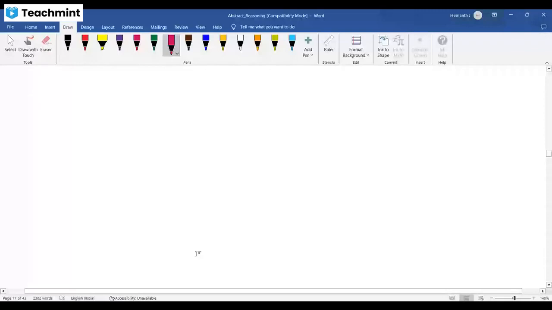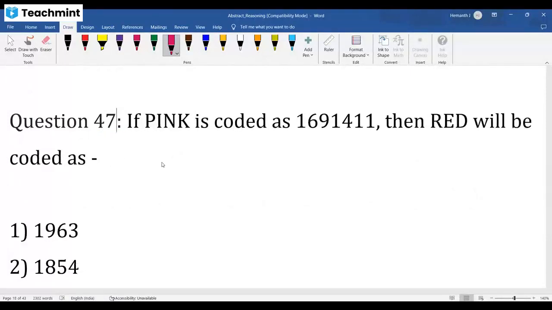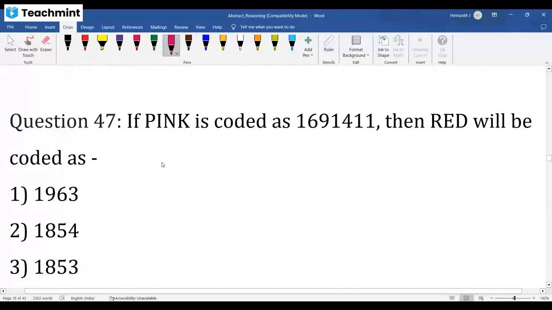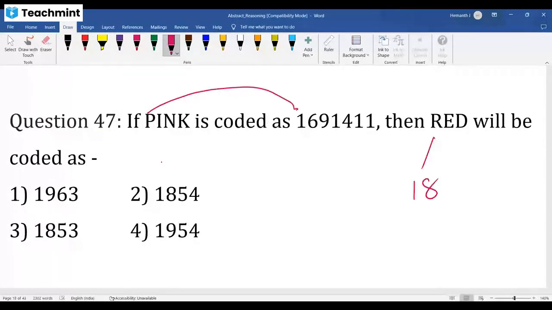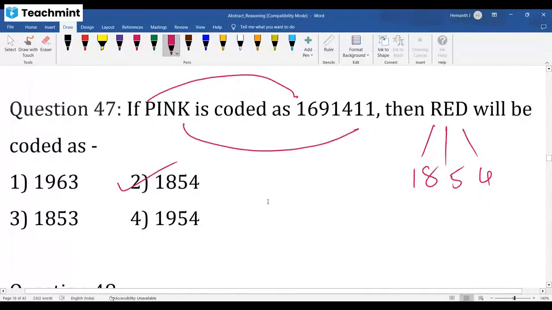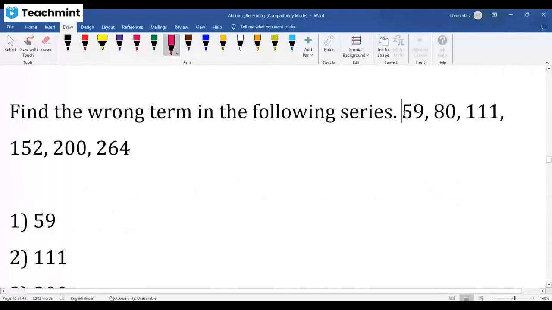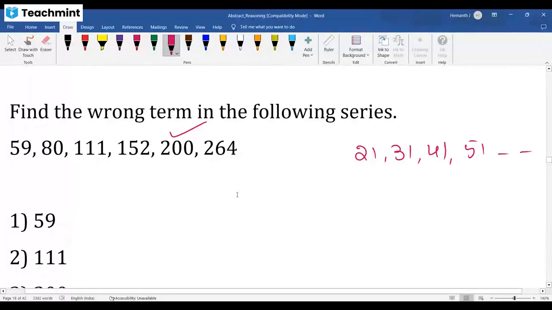And this one, maybe I shared some PDF for you people to practice. You can find this question in that PDF as well. The same question which I am discussing now is available in the PDF also. You know P value 16, R value 18, D value 4, E value 5, K value 11, Kings 11 Punjab. Direct, wrong term in the series. I hope we solved this, right? Differences are 21, 31, 41, 51. Differences related.